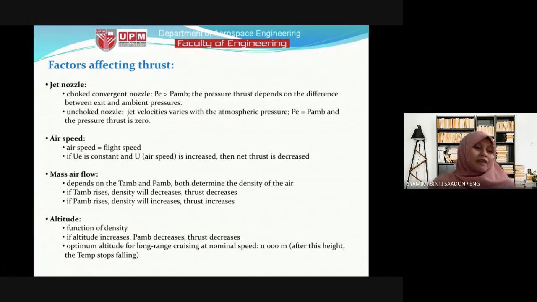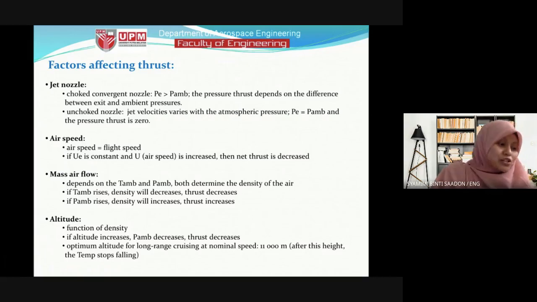Okay, factors affecting thrust. We also have to know which factors affect the increase or decrease of thrust. First, we have the nozzle, the jet nozzle. How do we design the nozzle in order to get higher or lower thrust, pressure, and temperature? Normally we have two types of nozzle: choked or unchoked. We use the terms choked or unchoked here.